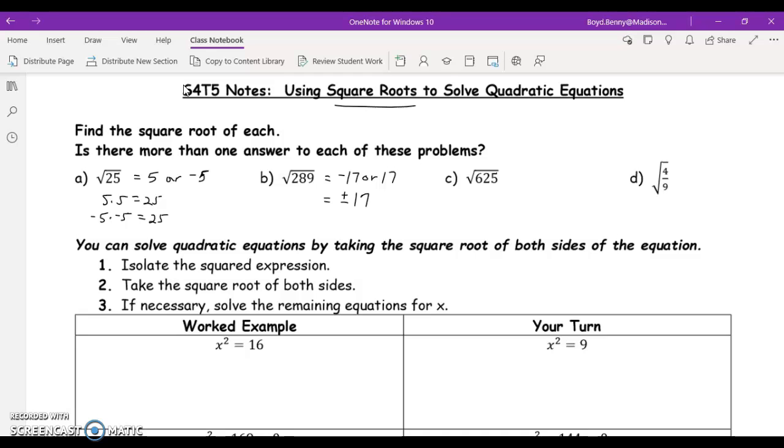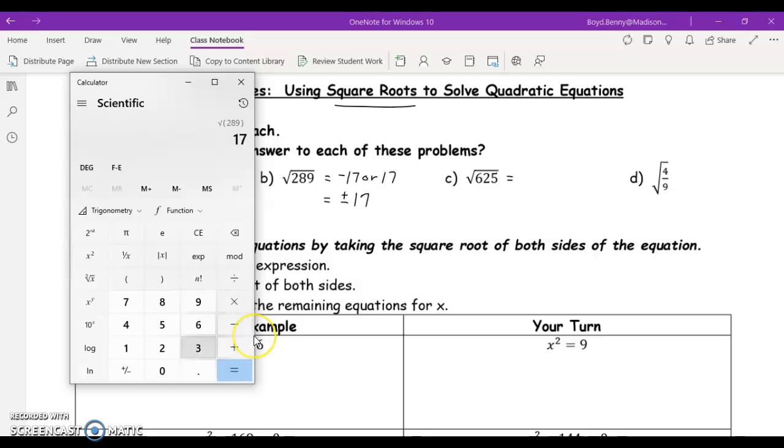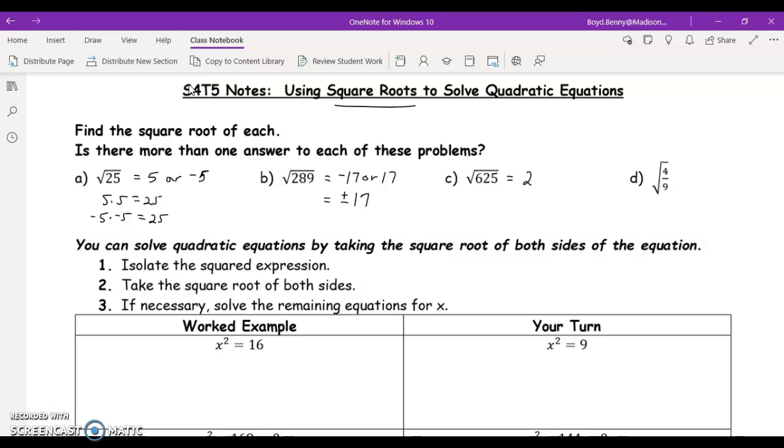Okay? All right, the square root of 625. Well, I actually know that one off the top of my head. Well, let's go ahead and plug it in and practice with our calculator one more time. So I put 625 in my calculator, and I hit my square root button, and I get the number 25. Now, it will not give you the number negative 25, but you need to know that the solution, or the answer, is positive or negative 25.